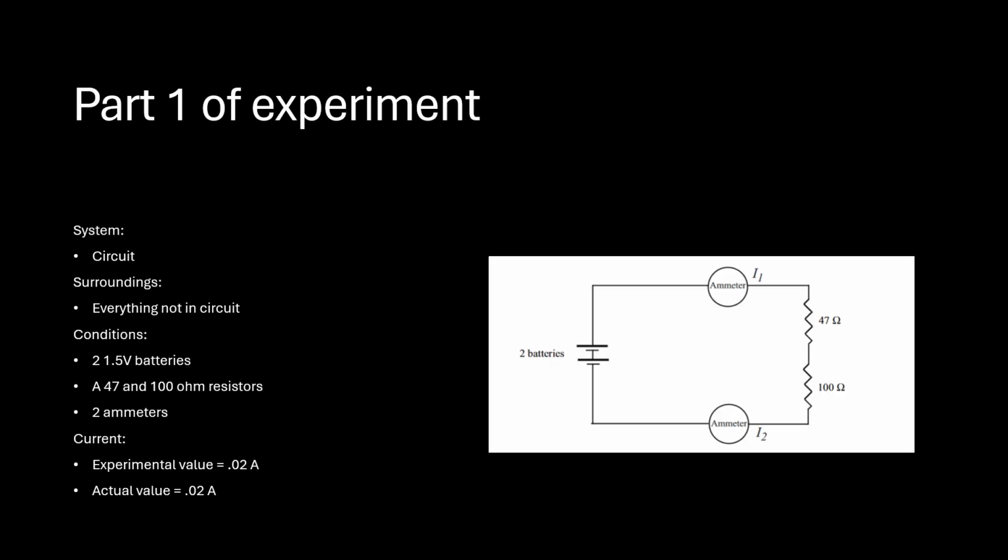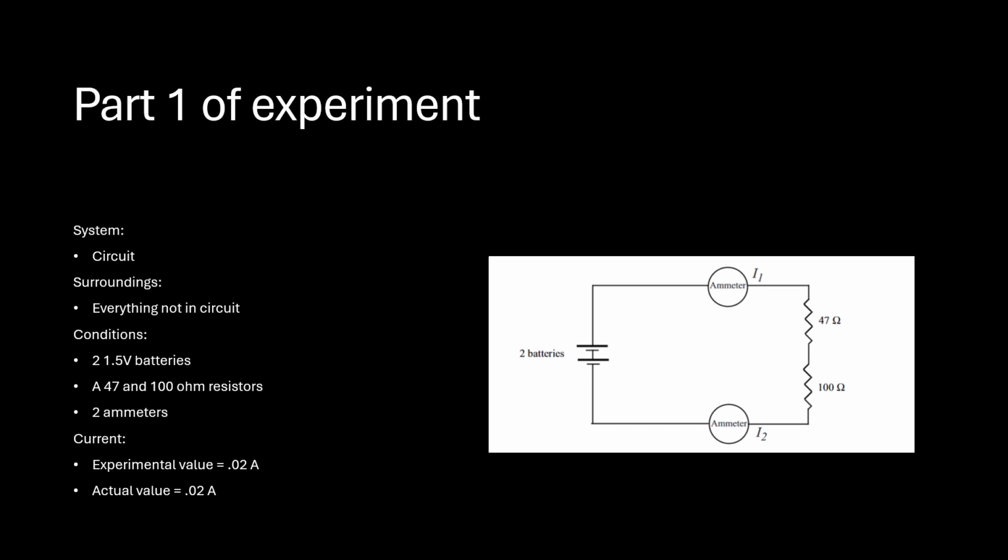So for part one of the experiment, I'm going to first tell you how we did it. First we connected the two batteries to each other in series. Next, we attached a wire to the battery and attached the other end to the 47 ohm resistor, which then had a wire attached to it, which was then attached to the 100 ohm resistor, which had a wire attached to that and was then attached to the negative end of the battery. In this case, the system is the circuit.